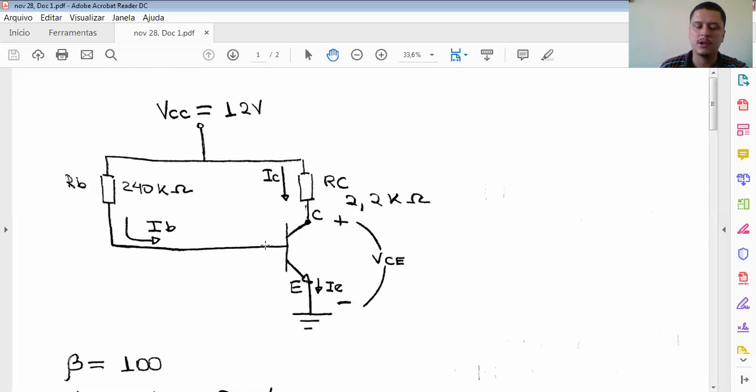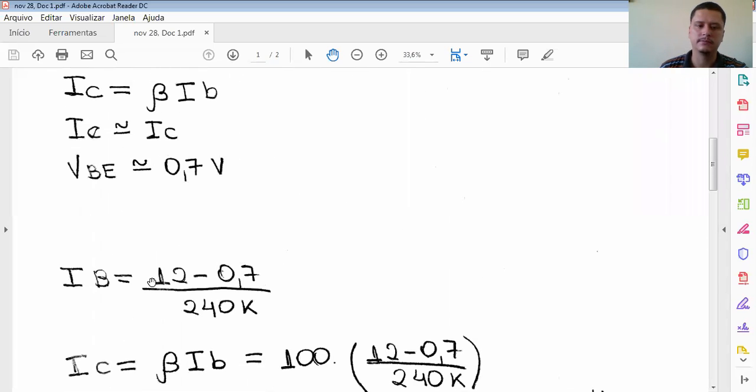If a drop of 0.7 happened from here to here, then from here to here we have an increase of 0.7 volts. So we can consider that in this line here, we have 0.7 volts. In other words, if we want to calculate the IB, IB is going to be this potential minus this potential, meaning 12 volts minus 0.7 volts divided by 240 kilo ohms. Look, this equation: 12 minus 0.7 divided by 240K.